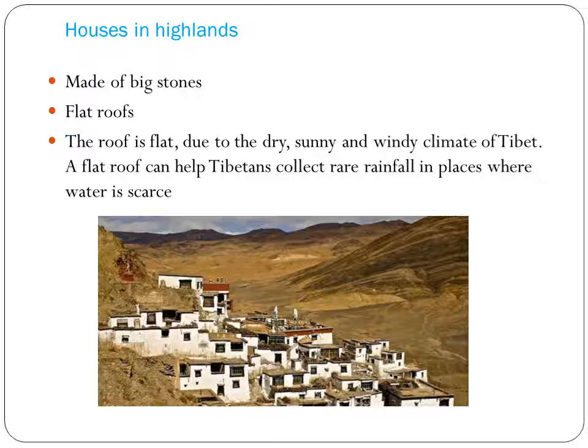You can also see that each house has lots of windows, right? Now these windows are there because they don't have the electricity that we enjoy here. So they have to make use of natural resources, which is the sunlight.